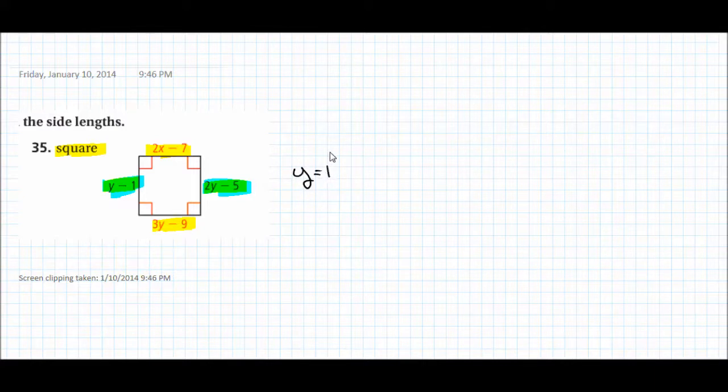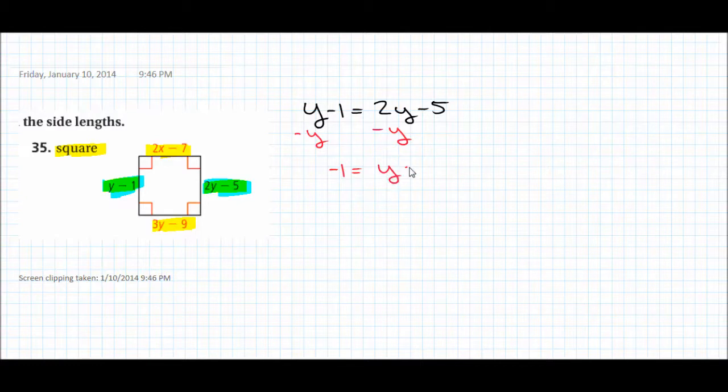Y minus 1 is equal to 2y minus 5. Subtract y from each side. So we're going to get negative 1 equals y minus 5. Now we're going to add 5 to each side. So we're going to get 4 equals y. We'll rewrite that. Y equals 4. Okay, now we got to solve for x.